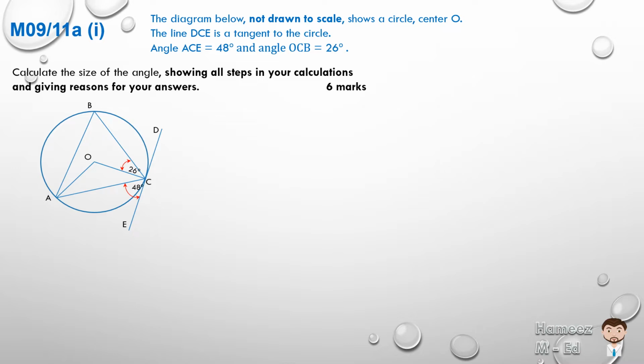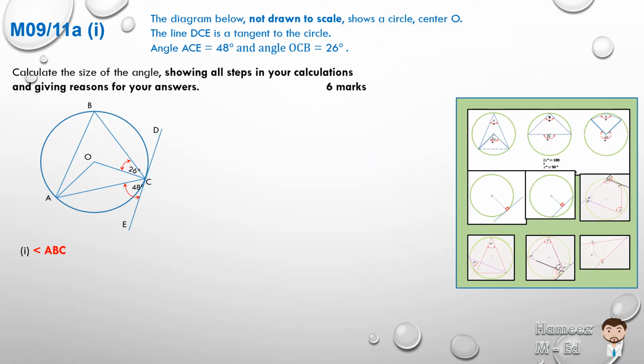So the first part is asking us to calculate the angle ABC. If we look at the angle ABC, that is from the larger triangle. And there's a tangent involved as well. So if we look at our list of theorems on the right hand side, we can see that there are only two diagrams, the fourth one and the eighth one, which has a tangent involved. And which one of those has a triangle? It will be the eighth one.